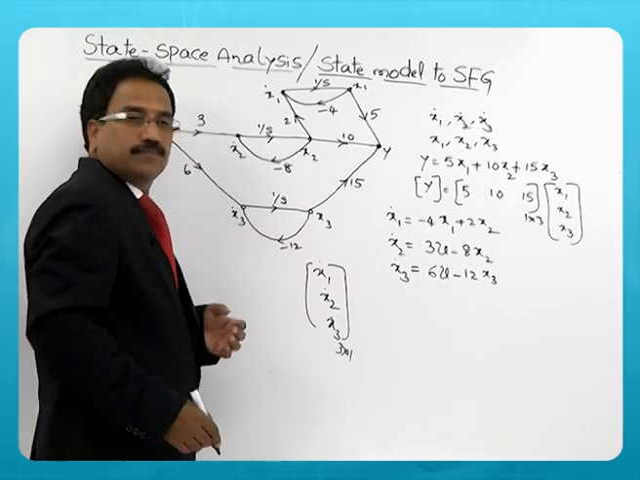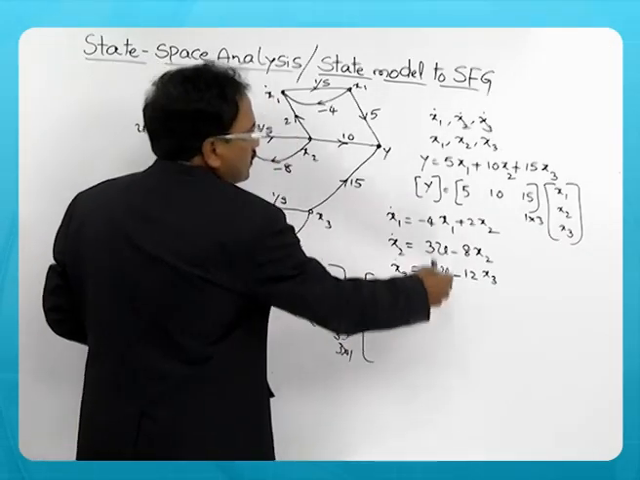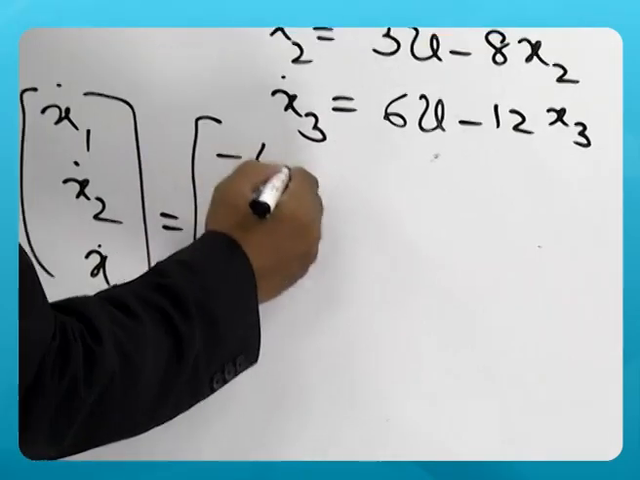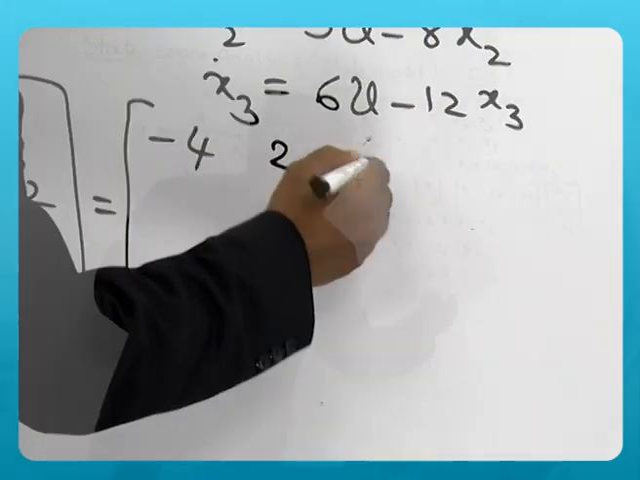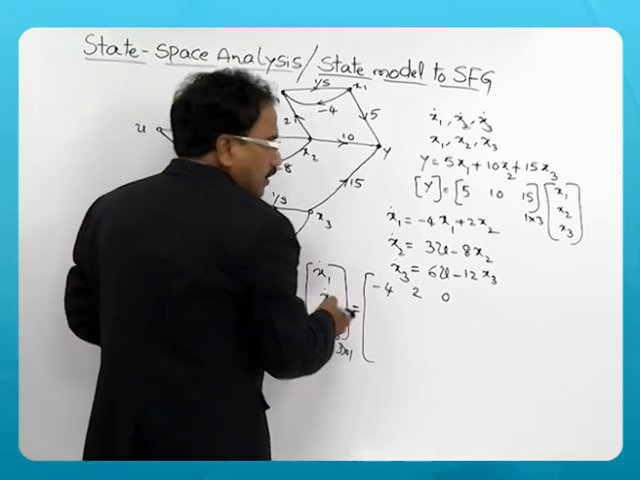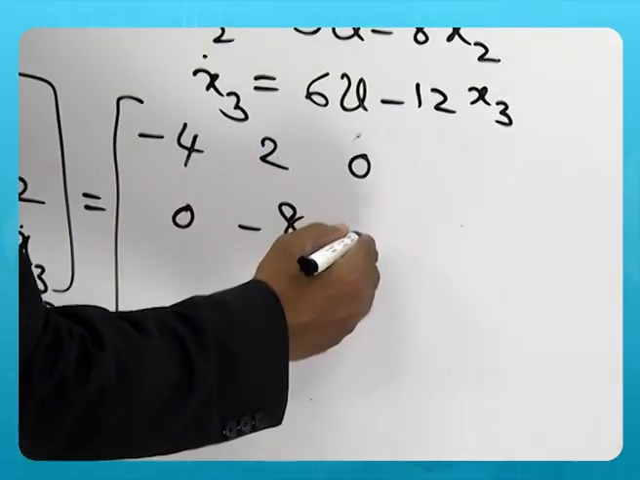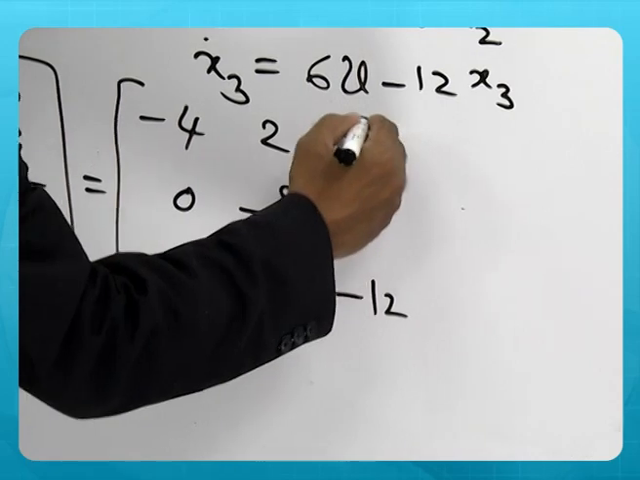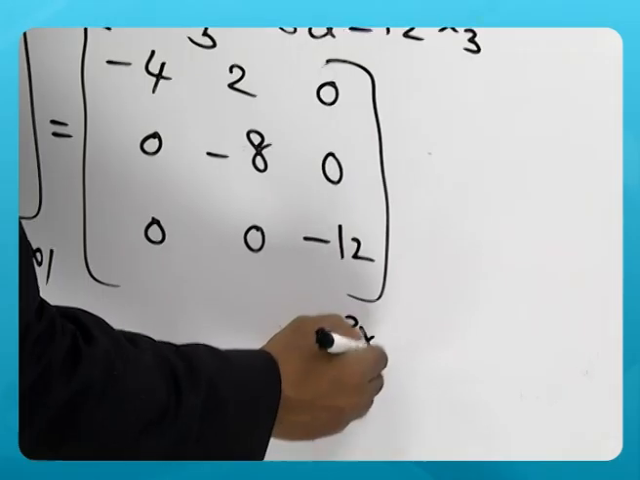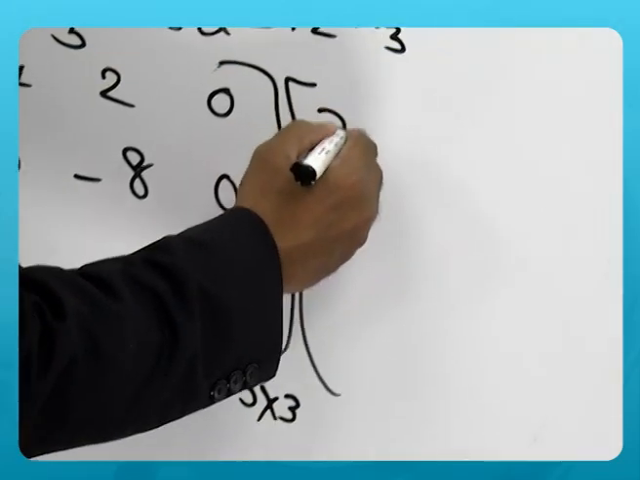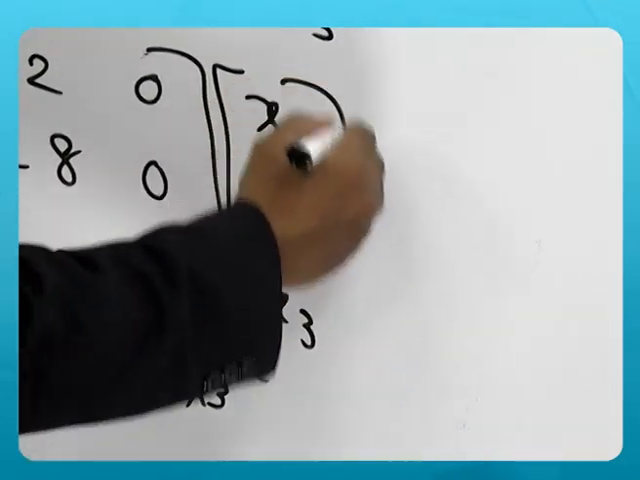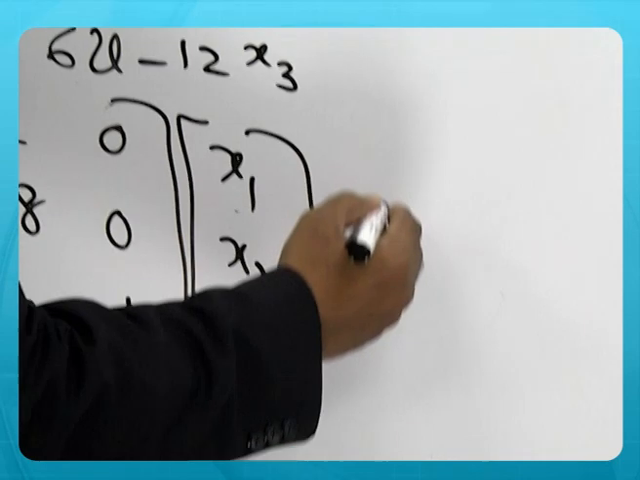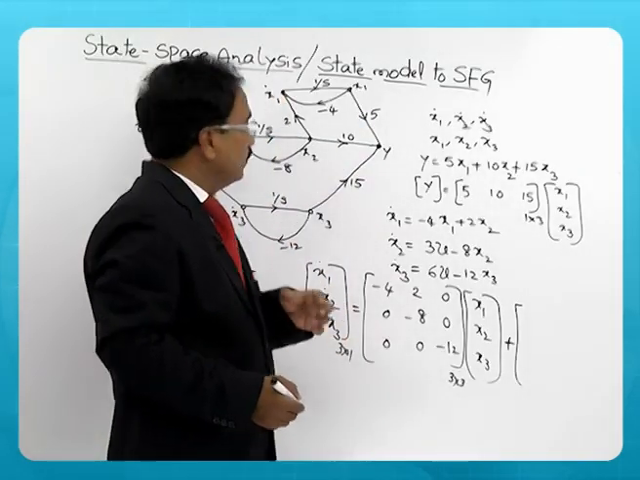it is 3 cross 1. Now, the coefficients of all these three equations we must represent. For x1 dot, first row is -4, 2, and then there is no x3 component. And for x2 dot, it is 0, -8, and 0. And for x3 dot, 0, 0, -12, whose dimension is 3 cross 3. Now, state variables x1, x2, x3 is 3 cross 1.